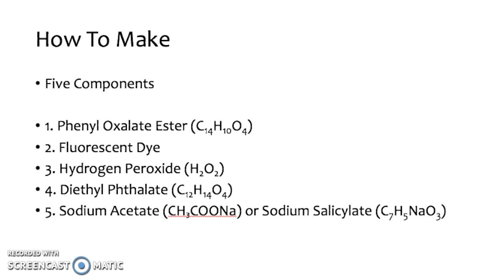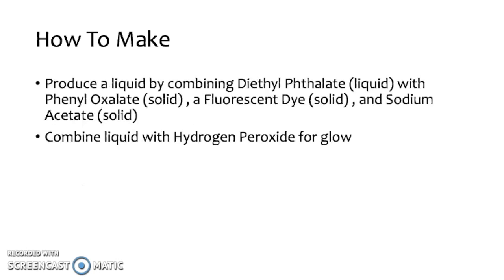All components have their chemical formulas next to them, and the chemical formulas for each fluorescent dye is on the previous slide. To create the reaction, you are first going to produce a liquid containing the diethyl phthalate, which acts as a solvent, along with the phenyl oxalate, a fluorescent dye, and the sodium acetate. The sodium acetate acts as a catalyst which helps speed the reaction up when the hydrogen peroxide is mixed in.